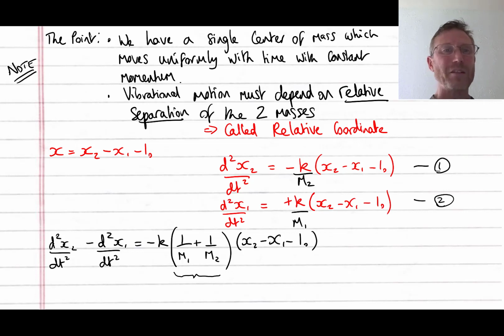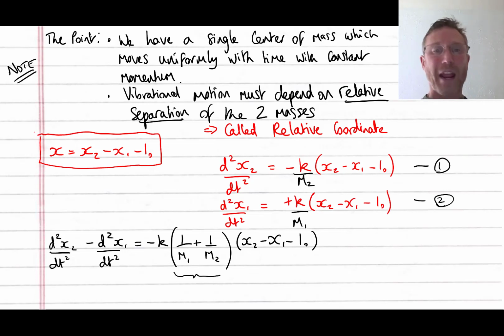So for this final piece, what we're going to remember is our definition, first, of what x is, and second, we're going to remember this 1 over m1 plus 1 over m2. So we're going to look at that first as we go to the next slide.